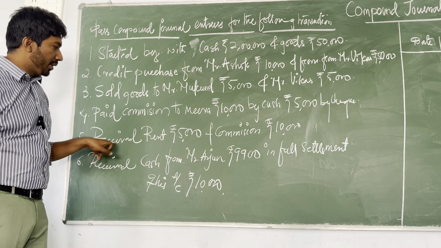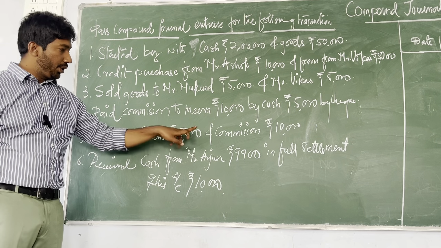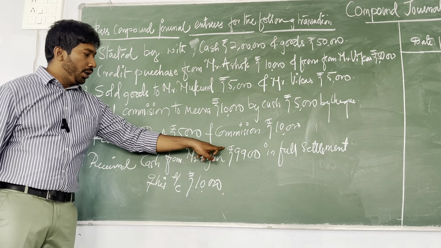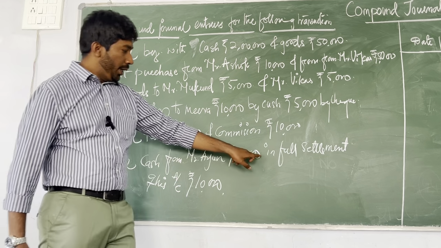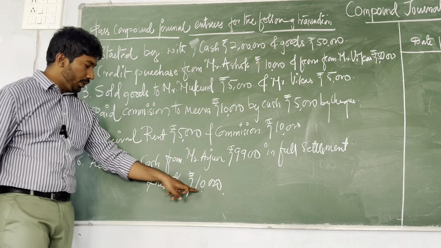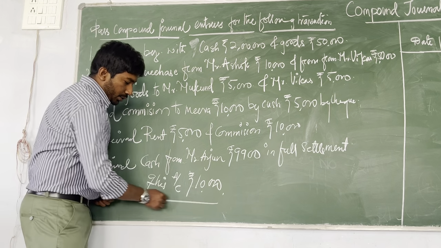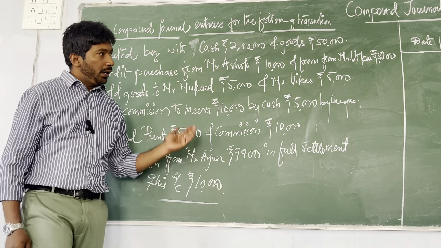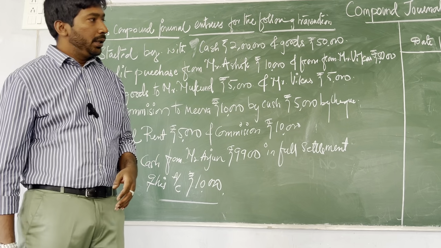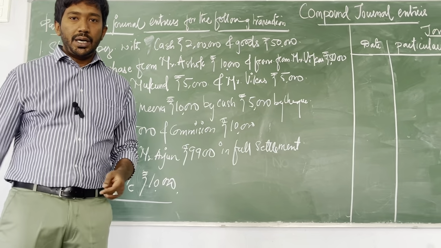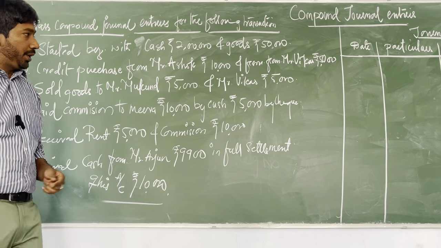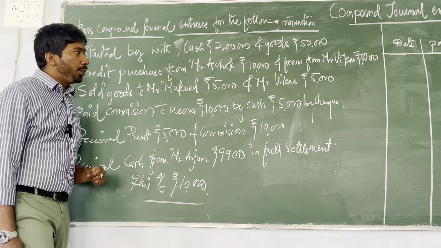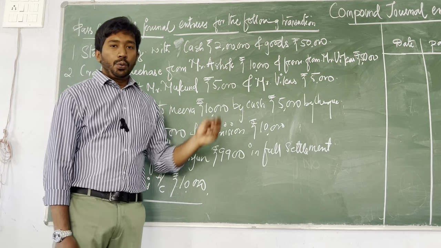Then next they have given: received rent and commission. So you are receiving an income. Then received cash from Mr. Arjun rupees 9,900 in full settlement of his account of rupees 10,000. So these are the 6 entries they have given. We need to just incorporate these entries. We will convert these into journal entries and we will pass the compound entry. So first one they have given us: started business with cash rupees 2 lakh and goods rupees 50,000.